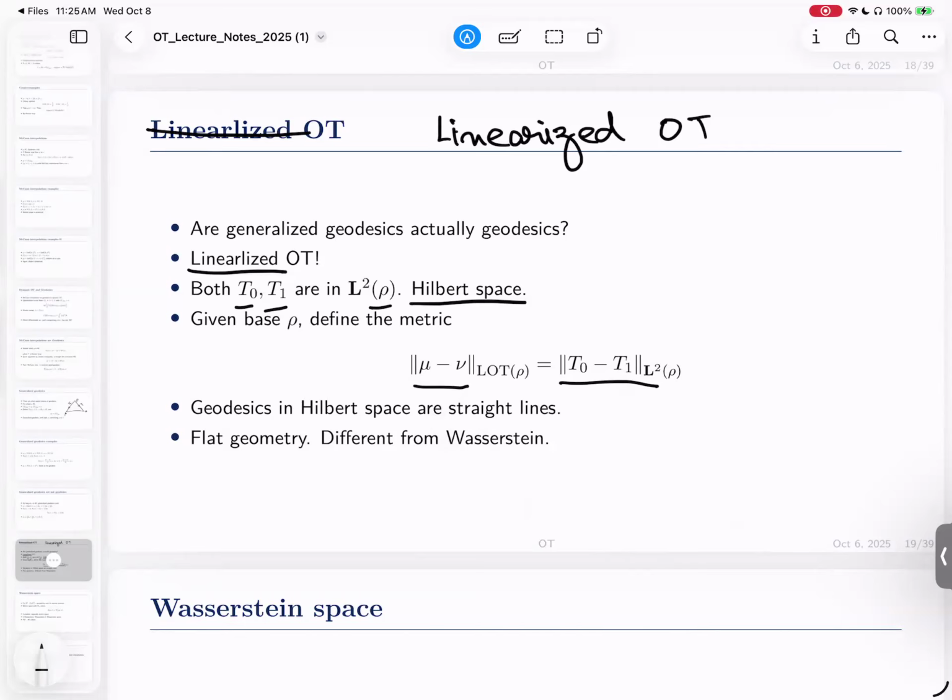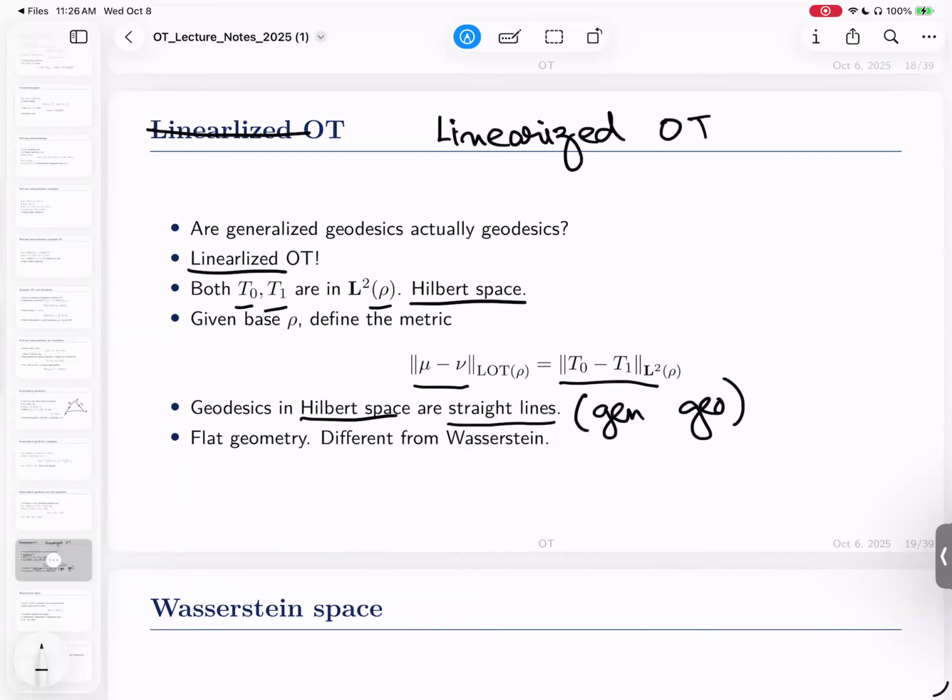Is this a good norm? Yeah, of course, because I'm using my L2 norm. It is 0 if and only if T0 is equal to T1, in which case, of course, mu is equal to nu because I'm pushing forward rho by the same function. The benefit is that L2 of rho is a very well-studied Hilbert space. Over a Hilbert space, I know that I can define geometry with straight lines. And that straight line is a generalized geodesic. These straight lines are my generalized geodesics, joining mu and nu.